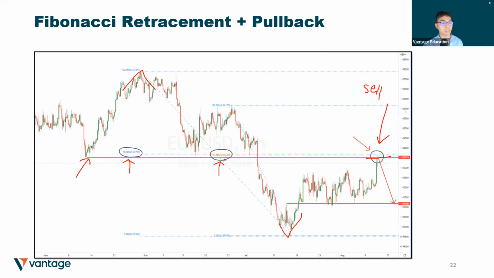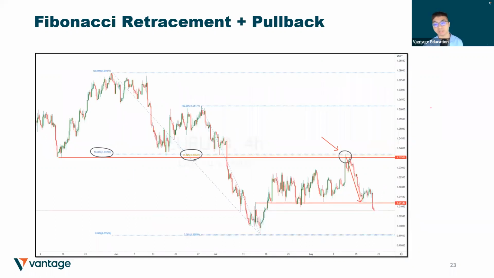Look for a sell, and price just rejects to the downside. So that's a possible scalping strategy that you can take a look at. Fibonacci plus pullback method. This is one of my favorite beginner trading strategies.